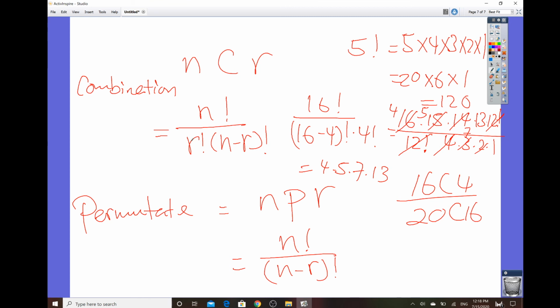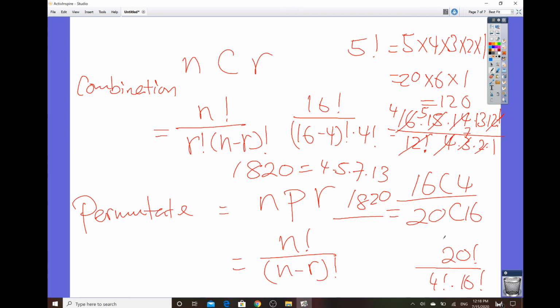That'll be 1,820. Now this one just gives you the numerator. But now we need to find out what that is for the denominator. So 20 choose 16, so 20 factorial over 20 minus 16 factorial, then that'll be 4 factorial, and then times 16 factorial.